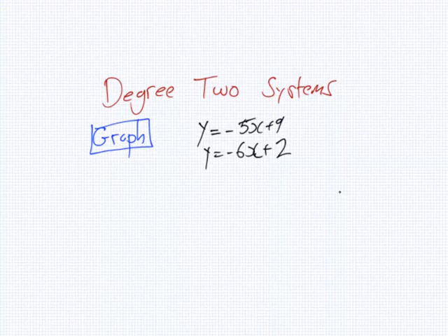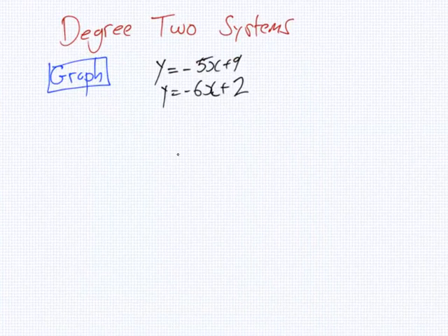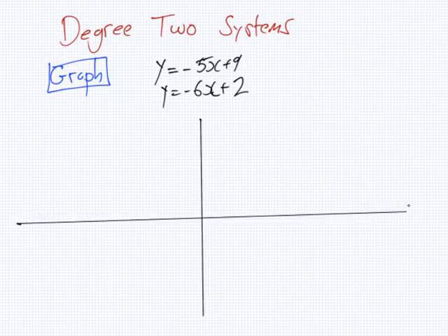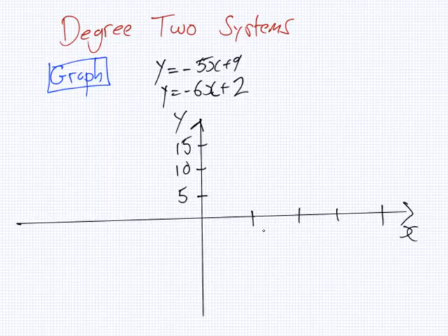Right, so no surprise here. The first thing we should do is draw a graph. So let me make a nice big graph here. Okay, x and y. What's the y-intercept for the first line? 9. So maybe I want to go up in 5s: 5, 10, 15. And maybe I won't go as big on the x. I'll just go up in 1s: 1, 2, 3, 4. I think that should be okay.